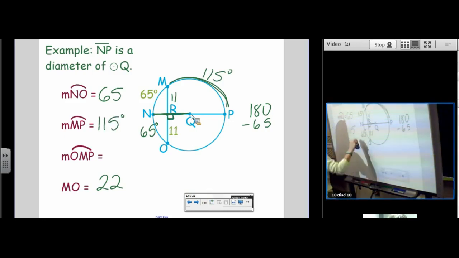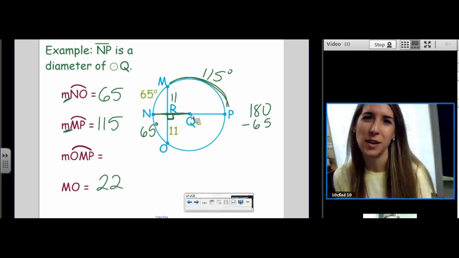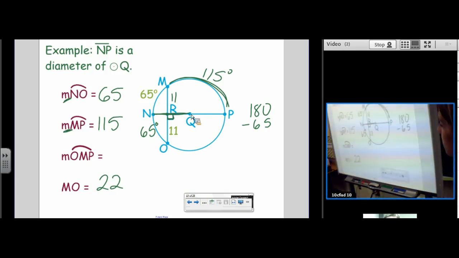Oops, sorry. It's redundant to put a degree symbol when you have this M because you're already saying the measure, and so you don't put a degree symbol because that's redundant. We did that in the angles unit.